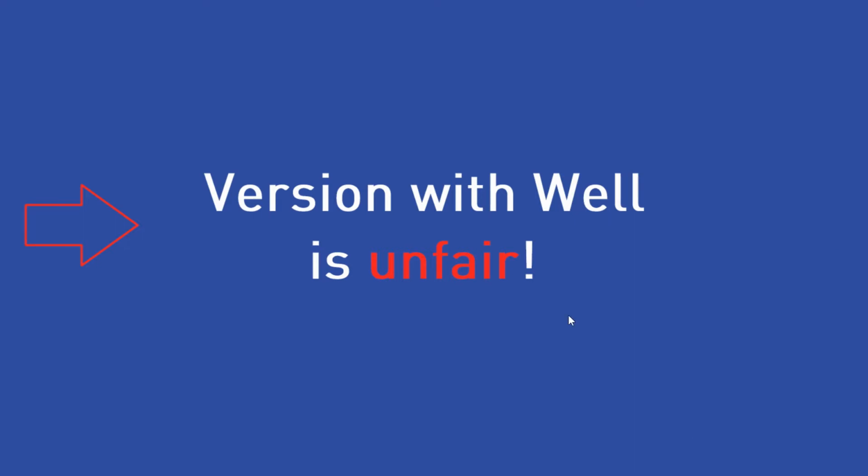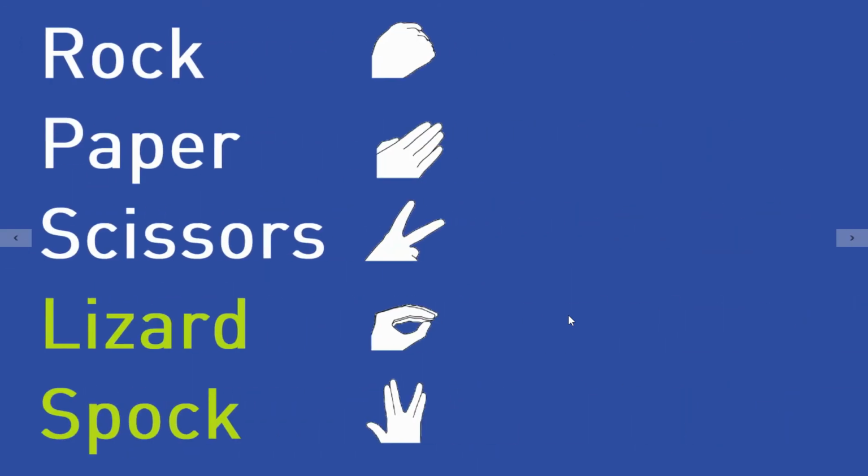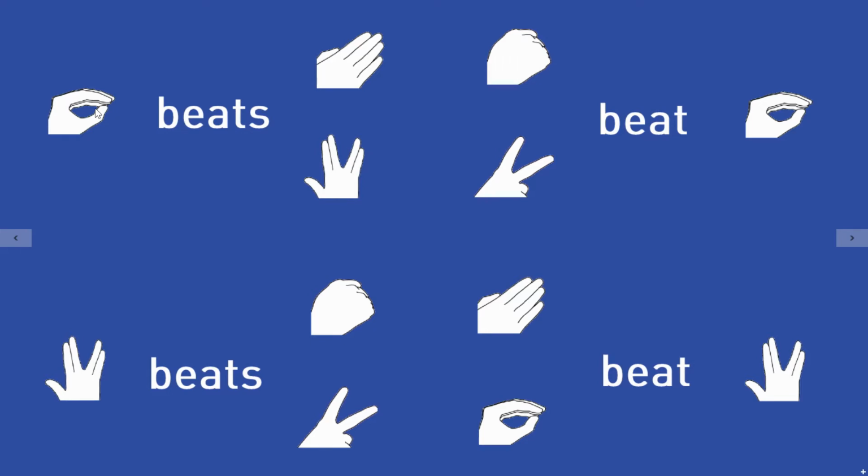Now let's take a look at rock, paper, scissors, lizard, Spock. So here we have two new figures, Lizard and Spock. The rules are as follows. Lizard beats paper and Spock, but rock and scissors beat Lizard. Spock beats rock and scissors, but paper and lizard beat Spock.